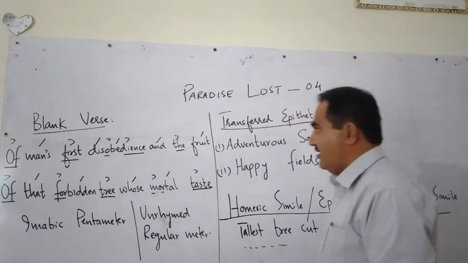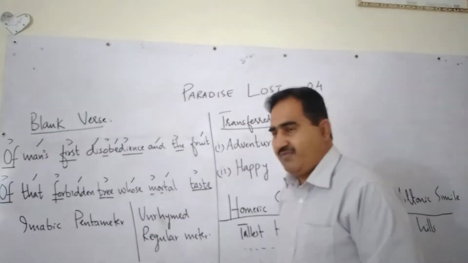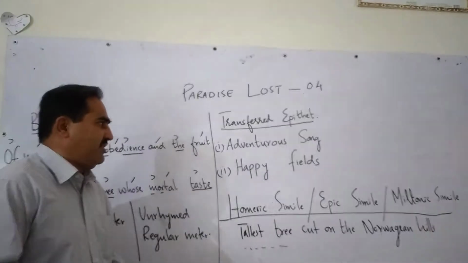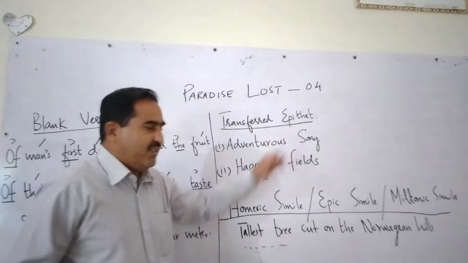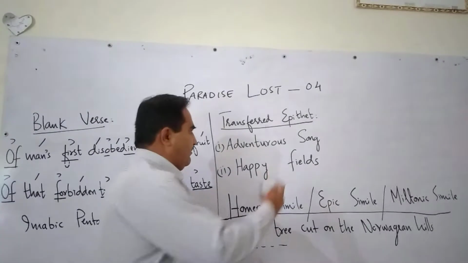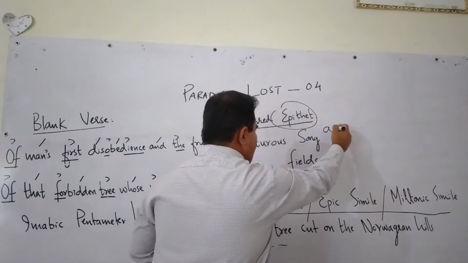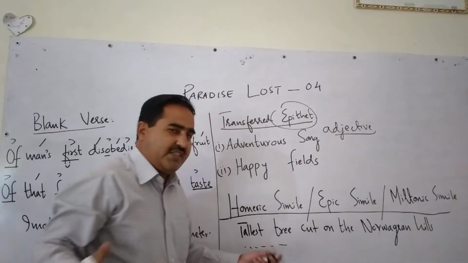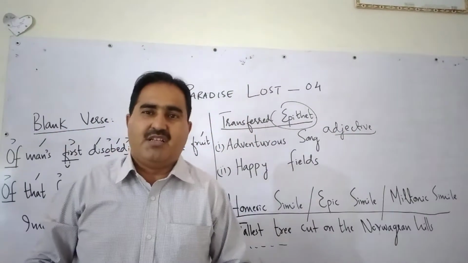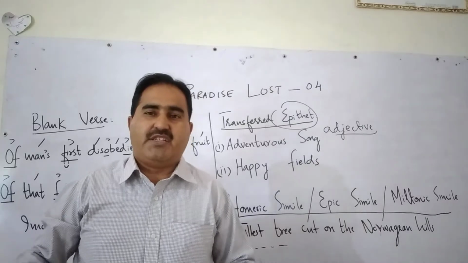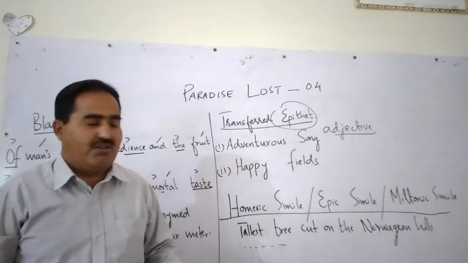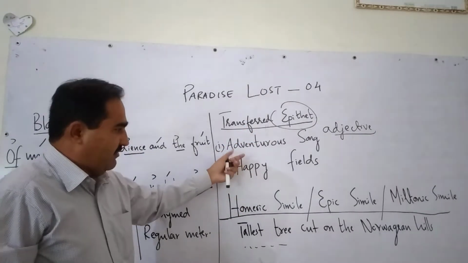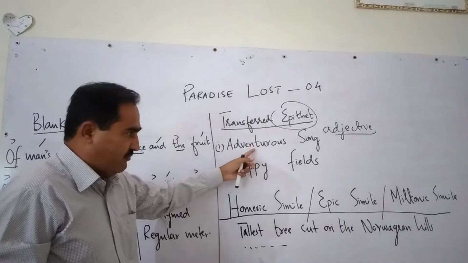Now, the second term or the second technique that we have to discuss in Paradise Lost is transferred epithet. Now, literally, epithet is adjective. And I hope all of you know what is an adjective. Adjective is a word that qualifies a noun or it adds to the meaning of a noun. Now, what is transferred epithet? I have written down 2 examples from the poem here.